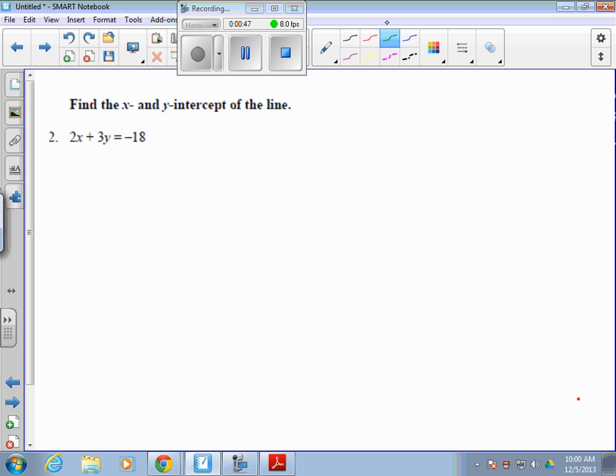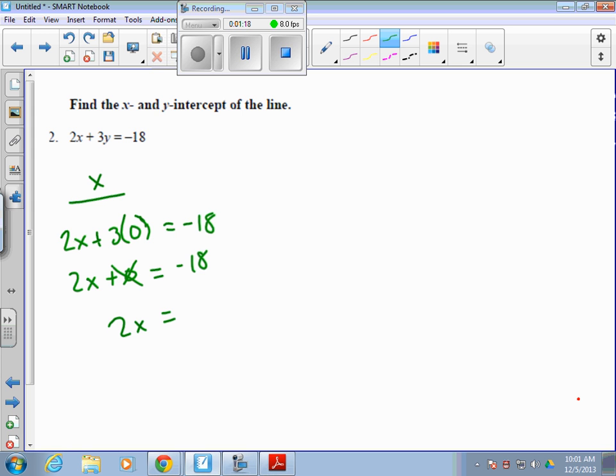Okay, number 2 is finding X and Y intercepts. Way easier than people are thinking this is right now. All you need to do to find the x-intercept is plug in 0 for y. So 2x plus 3 times 0, because you plug it in for the opposite one you're looking for, equals negative 18. So that means 2x plus 0 equals negative 18. So it takes this part of the problem away and leaves you with 2x equals negative 18. When you divide by 2, you get the x-intercept at negative 9.